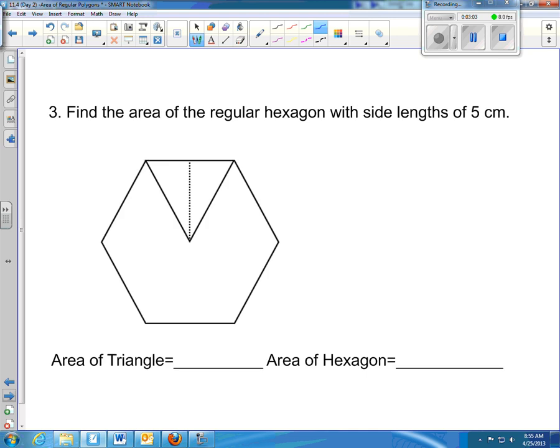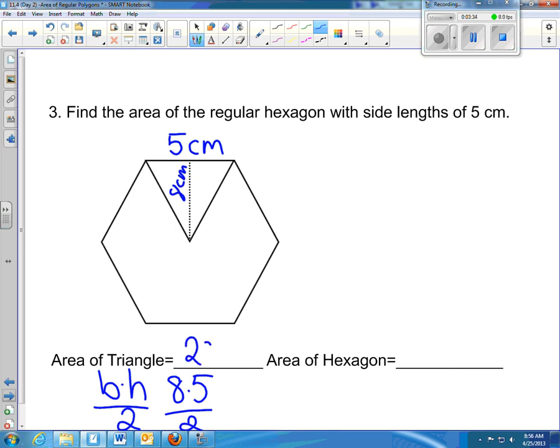All right, number 3 says find the area of the regular hexagon with sides length of 5. So here we have a side length of 5 centimeters. And in my paper, but not here, it says that this is 8 centimeters. Our apothem is 8 centimeters. So we're going to start off by finding the area of the triangle. Remember, area formula for a triangle is base times height divided by 2. So we're going to take 8 times 5 and divide by 2. 8 times 5 gives us 40. Half of 40 is 20. And we are talking about area, so it's centimeters squared.